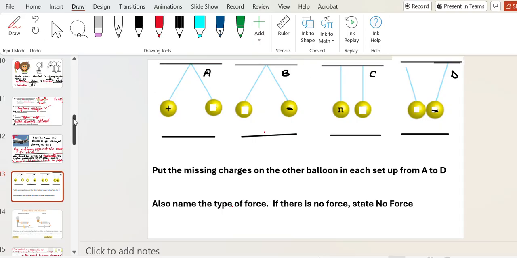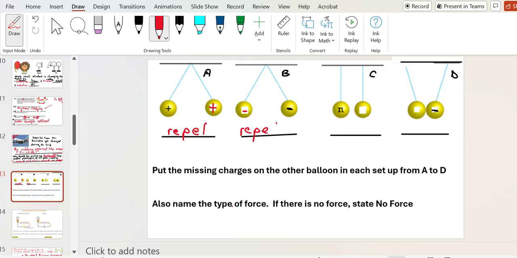Look at this. Put the missing charges on the other balloon in each set from A to D. So if this is plus, they are repelling. Like charges repel, so this is plus. Repel again, if this is minus, it means this is minus again. They repel, moving away from each other. C, there is no force. So this is N, meaning neutral, zero force. So this is also neutral. No force.